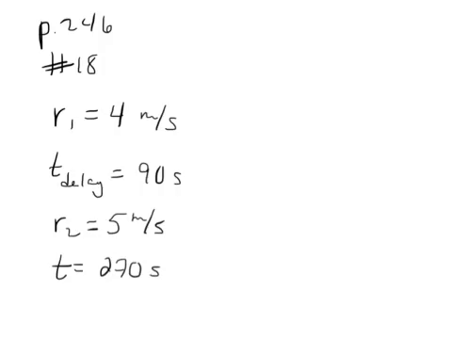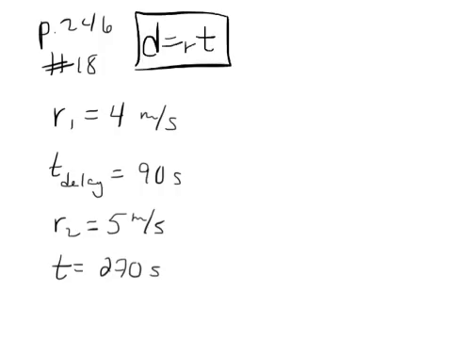Alright, so we've got the rate on the way up is 4, the delay at the top is 90 seconds, the rate on the way down is 5, the total time it takes is 270. Yeah? Let's write our 3 distance rate equations we could use here. Yeah, D equals RT. That's the general formula we're going to use. Okay? Let's write D equals RT for each of these scenarios.